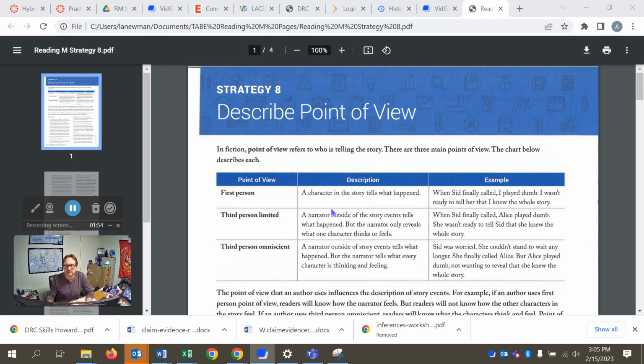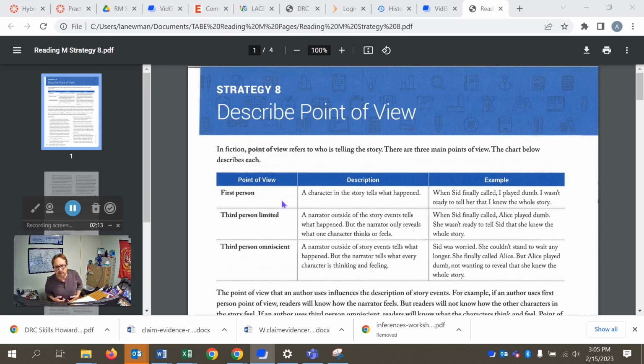You may have noticed that we're missing one here. There should be first, second, and third person. We do not have second. We do have two types of third person, which we'll get into. I do plan to talk about second person a little bit, but it just doesn't appear as much in literary text, which is why it's not here.